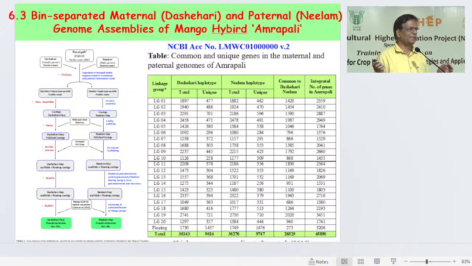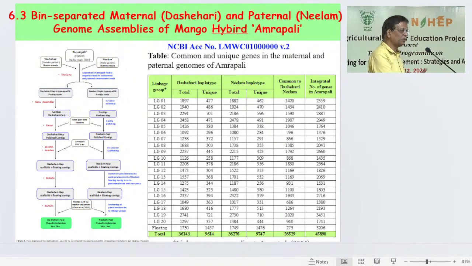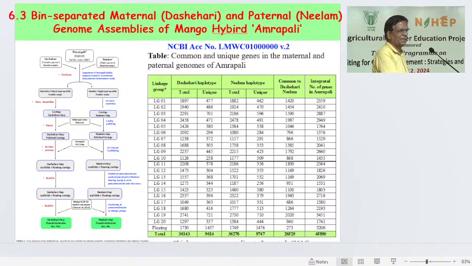Original Neelam and Dasari, which were used to cross to produce Amrapali. So both parents are there and Amrapali is there. So using this trio-binning approach, we were able to separate the Dasari reads and Neelam reads. So now we have two different genomes, Dasari genome and Neelam genome. This is called the trio-binning approach.